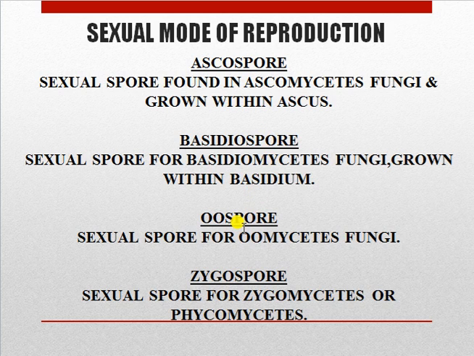Third one, oospore. Oospore is commonly found in another class of fungi, the Oomycetes, where the oospore is generally formed. These oospores commonly grow within a structure called oosporangium. Oosporangium is the specific sac-like structure within which the oospores grow.